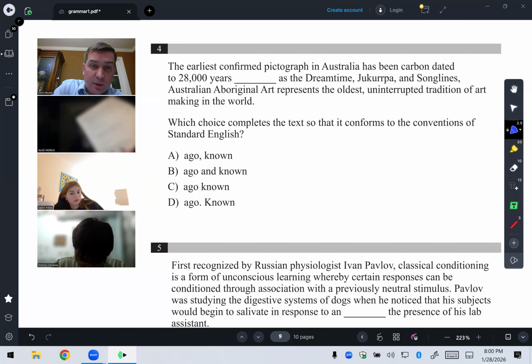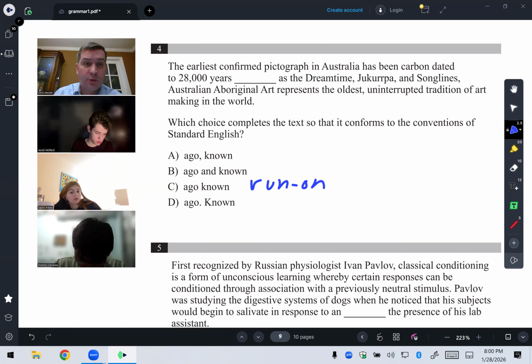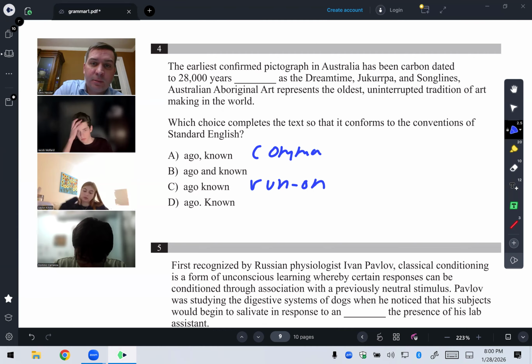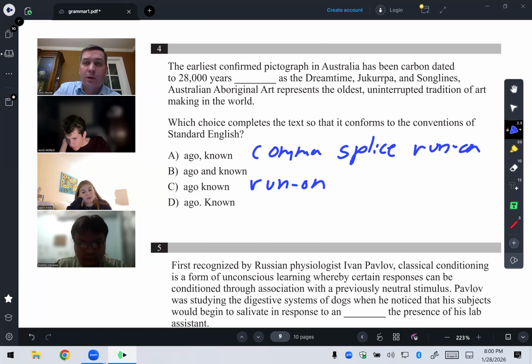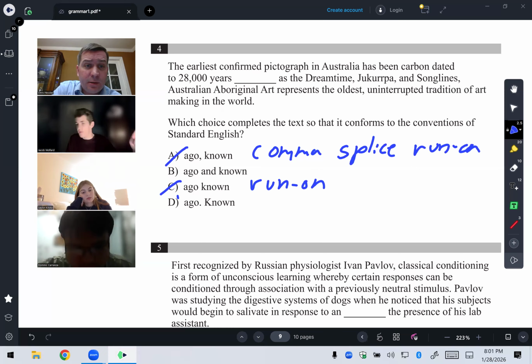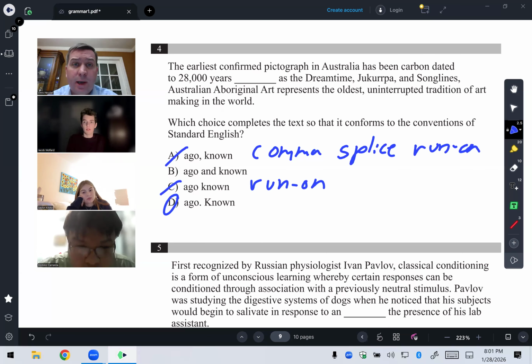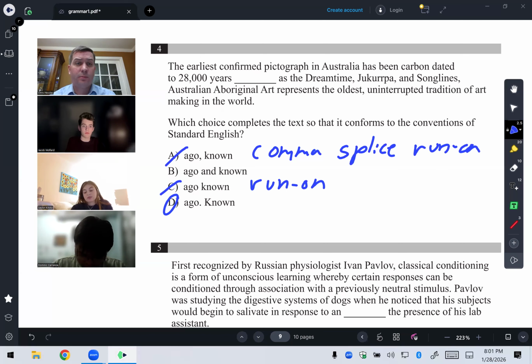They always give us a run-on, like answer choice C. They always give us the other kind of run-on. I'm not joking. You could spot these, comma plus run-on. It's still a run-on. What they're trying to do will not work with answer choice A or B. Once we eliminate the run-ons, pretty easy. Let's make a separate sentence, which would be answer choice D. Known as the Dreamtime, Jacurpa, and Songlines, Australian Aboriginal art represents the oldest uninterrupted tradition of art making in the world. All right, so that one's not too bad.